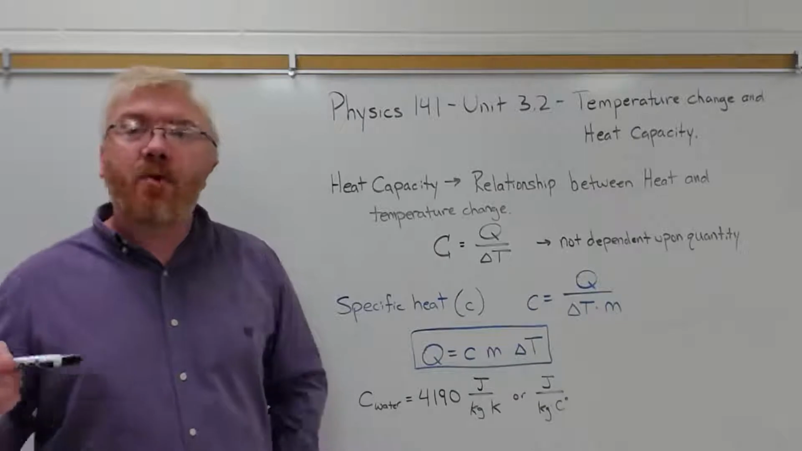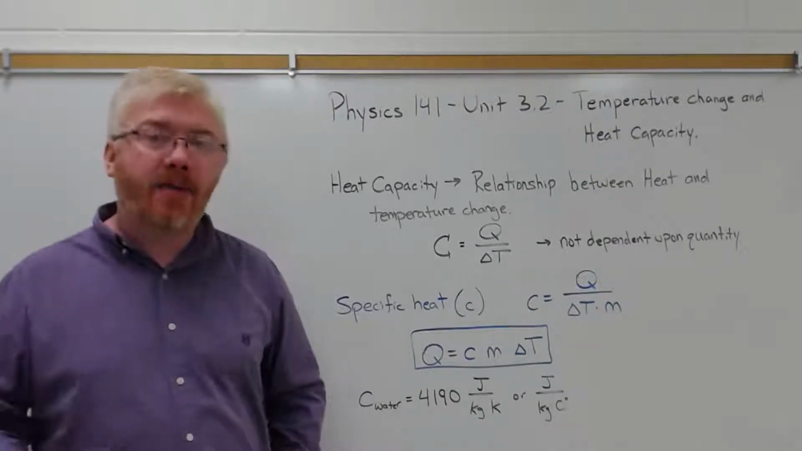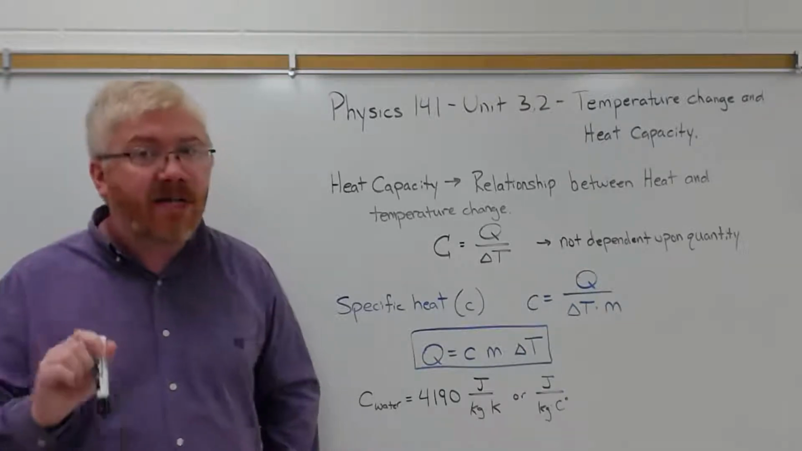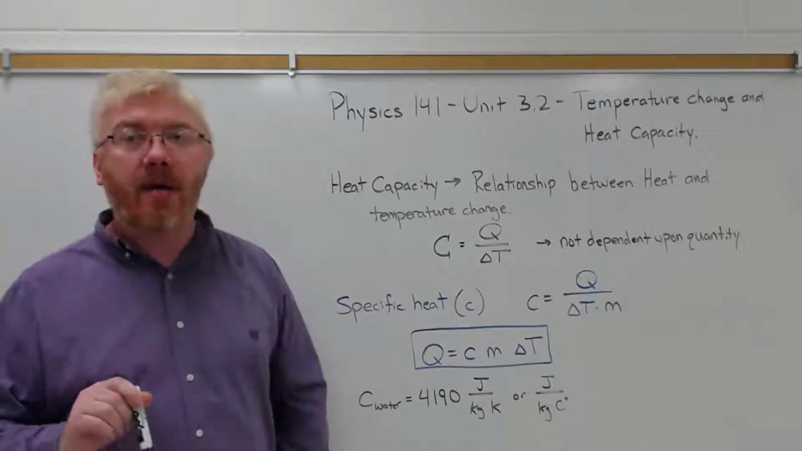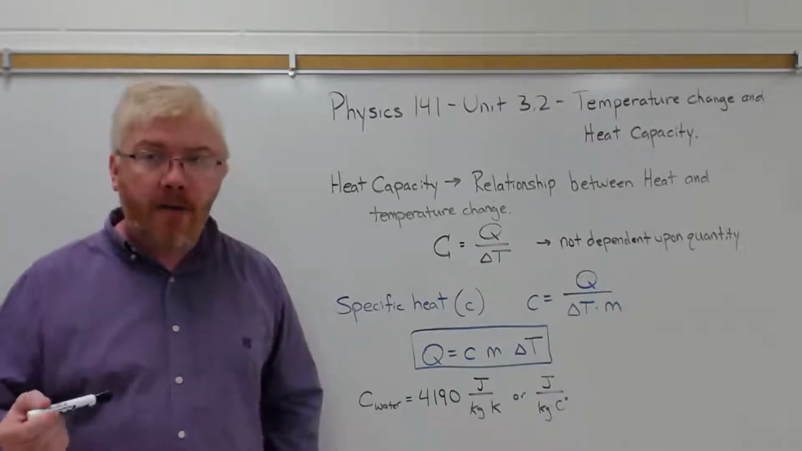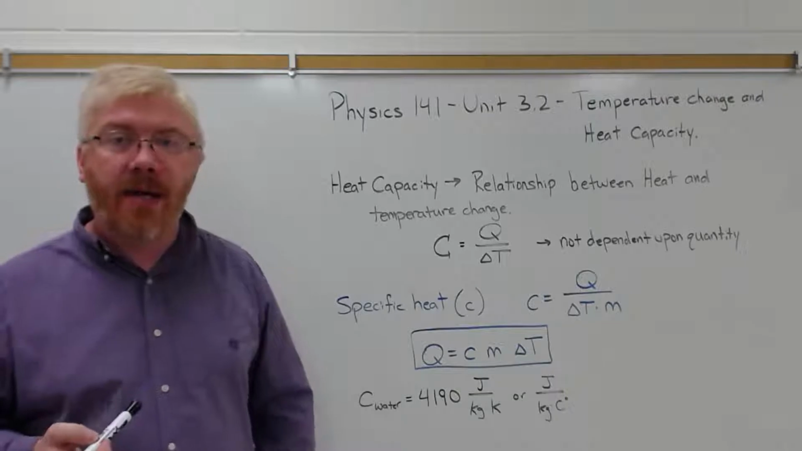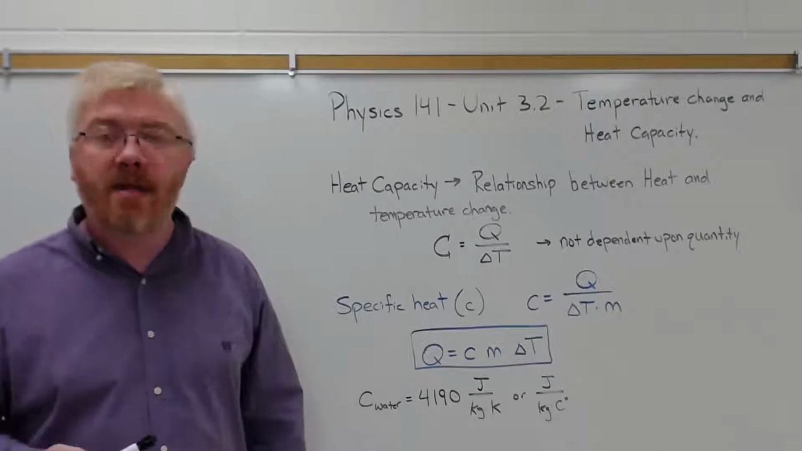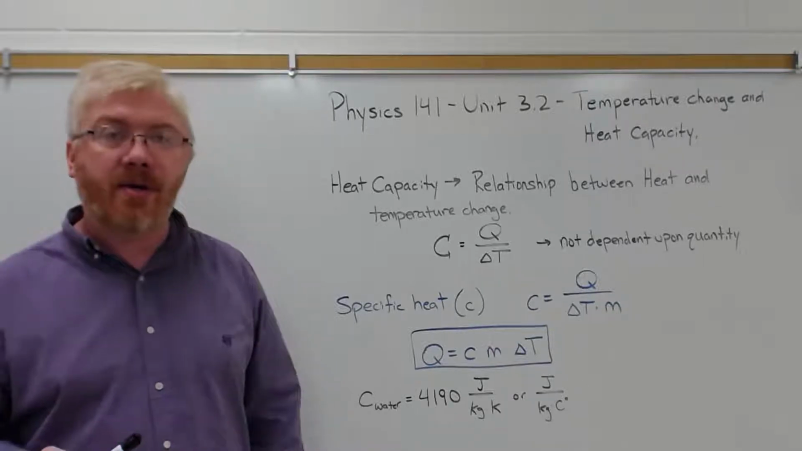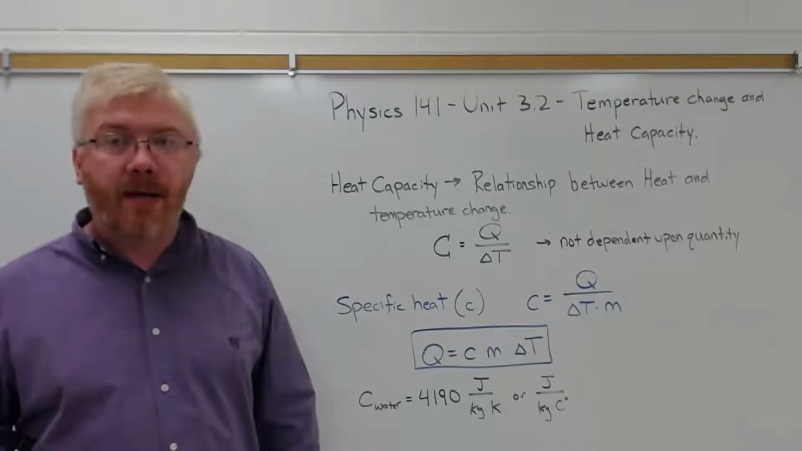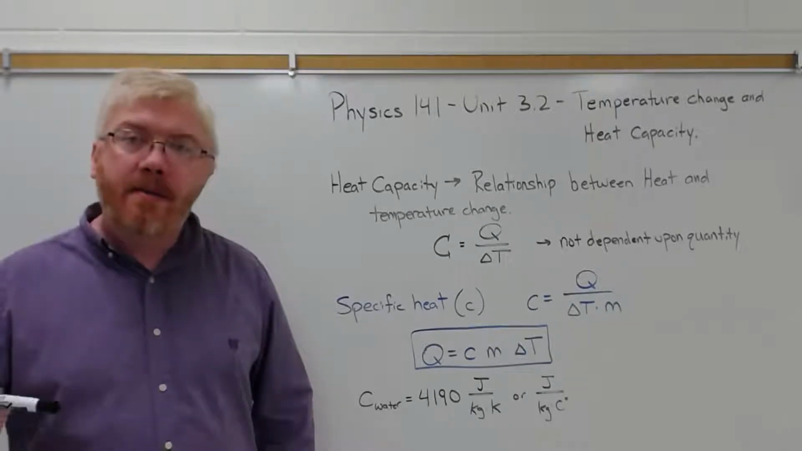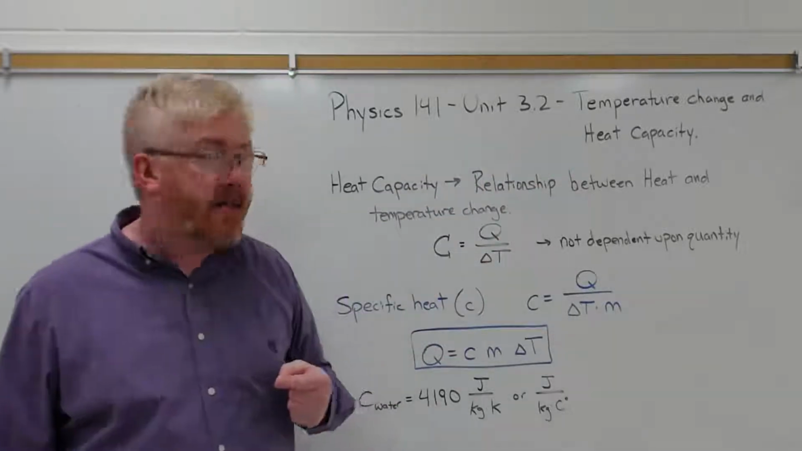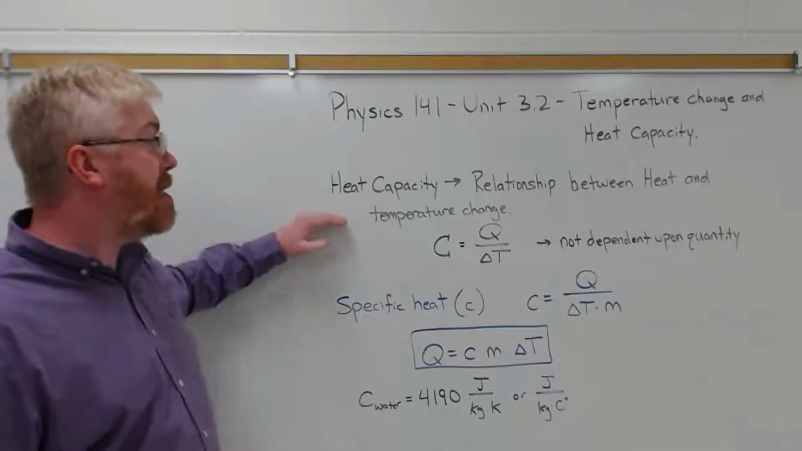The relationship between how much heat is added to an object and the temperature change of that object is very specifically dependent upon the material that you're heating. Water, to change 1 Celsius degree, would require a different amount of heat than to change, let's say, carbon dioxide gas 1 Celsius degree, or wood, or steel. So different materials have very specific heat capacities. Heat capacity is just the relationship between heat and temperature change.